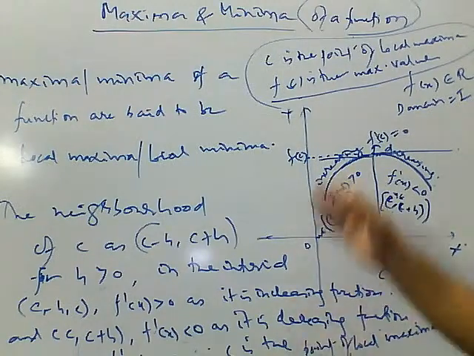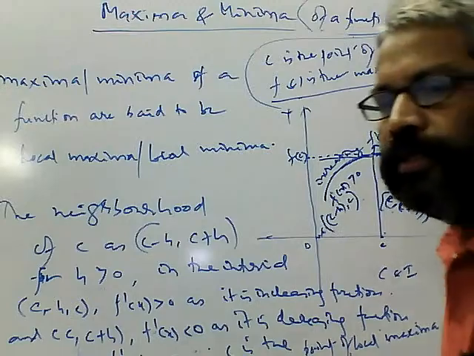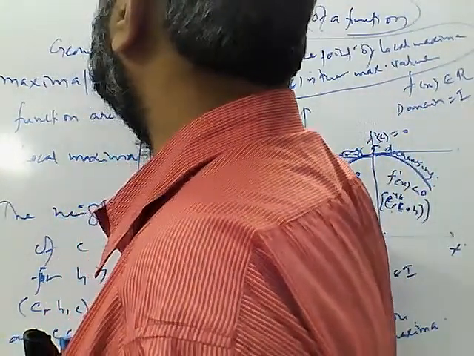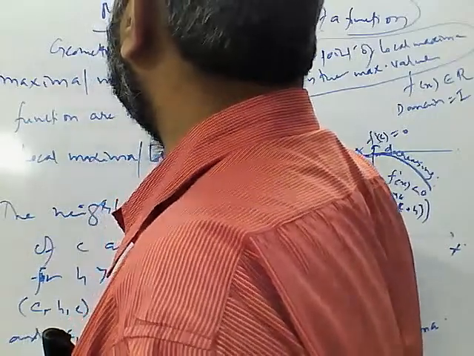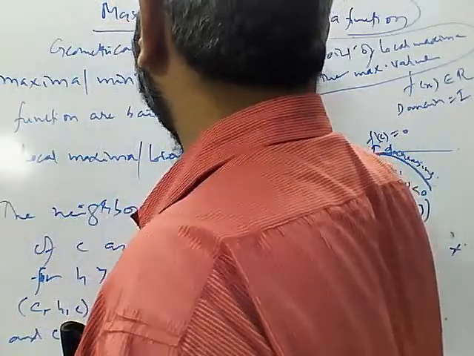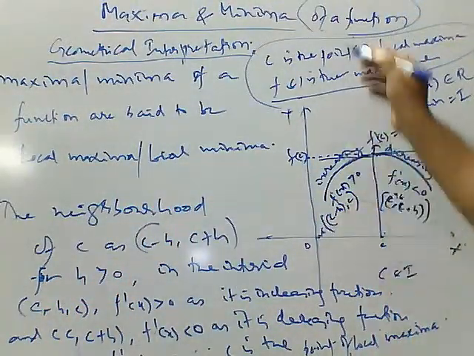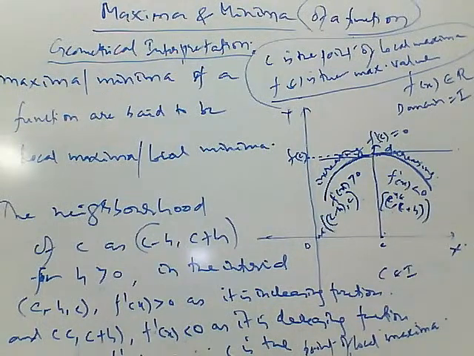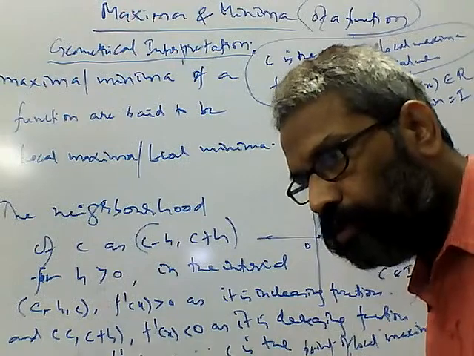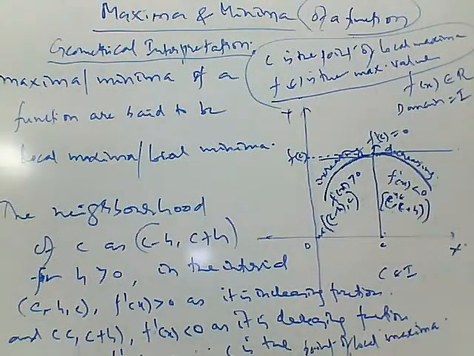Are you clear? Just make a note of this. This is the geometrical interpretation, only for your theory idea. Problem solving is very simple. We'll go for the two tests, like increasing and decreasing functions, the first derivative test, and the second derivative test. Just make a note of this. Similarly, we'll discuss the minimum value also. Okay, can I go ahead? Note it?